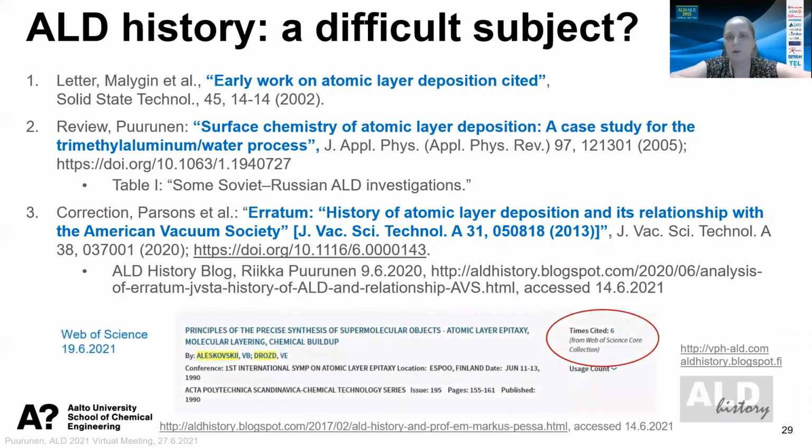Some say that the Russian works were not cited because they were all in Russian. Well, here is an example of a work in 1990 that was written in English in the conference proceedings of the first ALE conference where Viktor Drost participated. So that argument for sure is not correct, that it was only in Russian.